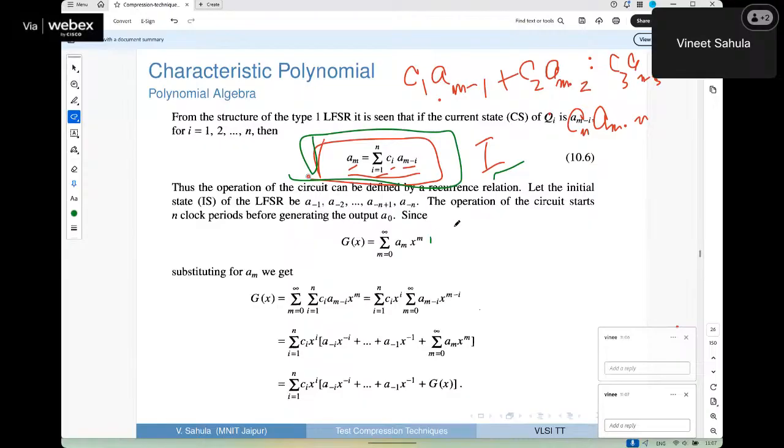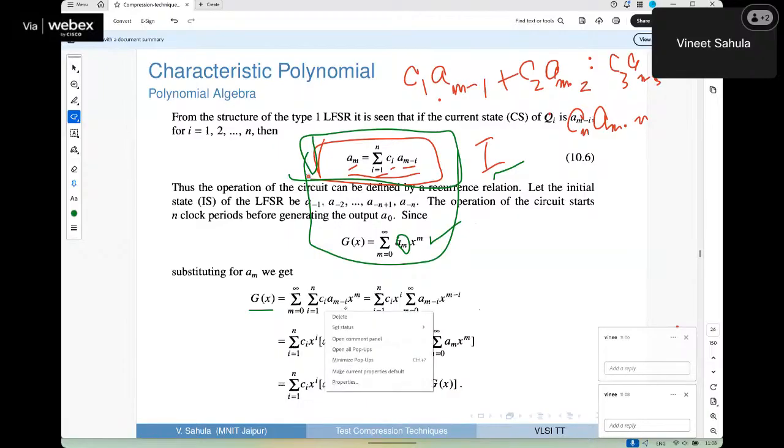And we have a generic polynomial for any sequence. We'll merge these two. That's all. So I start with Gx and replace this AM by the upper equation. Xm is here, the AM is replaced here by this. Is it okay? Now we segregate the variables. This is M variable, this is I variable.